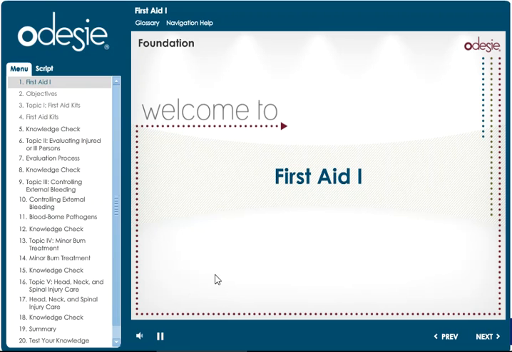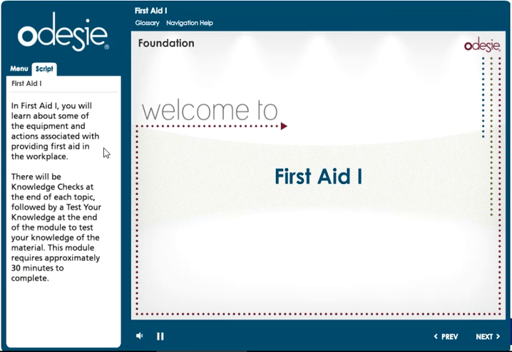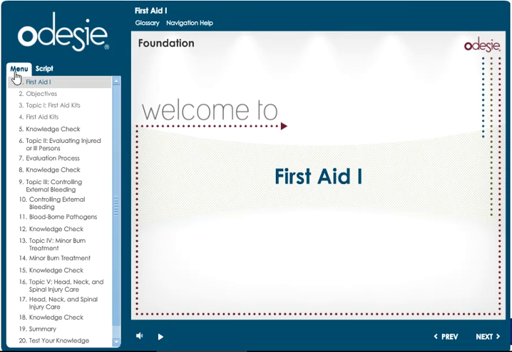In First Aid 1, you will learn about some of the equipment and actions associated with providing first aid in the workplace. There will be knowledge checks at the end of each topic, followed by a test your knowledge at the end of the module to test your knowledge of the material. This module requires approximately 30 minutes to complete.